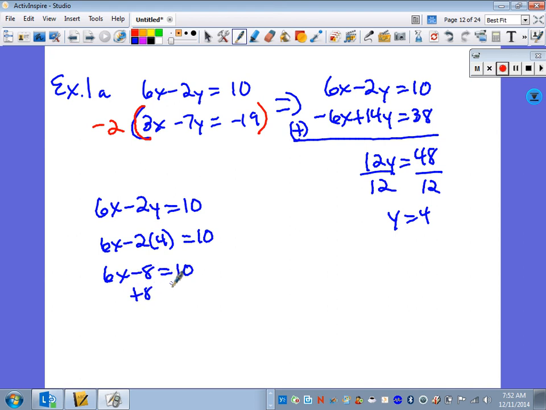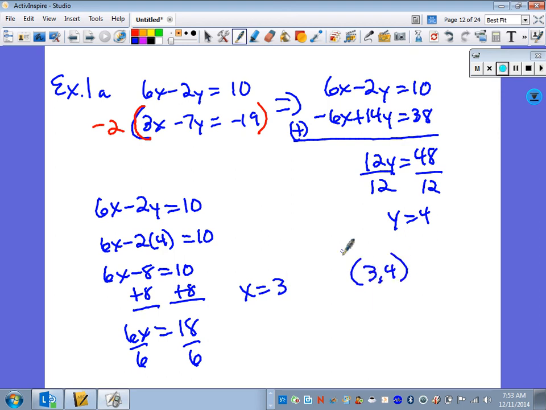I'm going to add 8 to both sides. So I have 6x equals 18, and divide both sides by 6. So I have x equals 3. My ordered pair is (3, 4). And that's how that works.